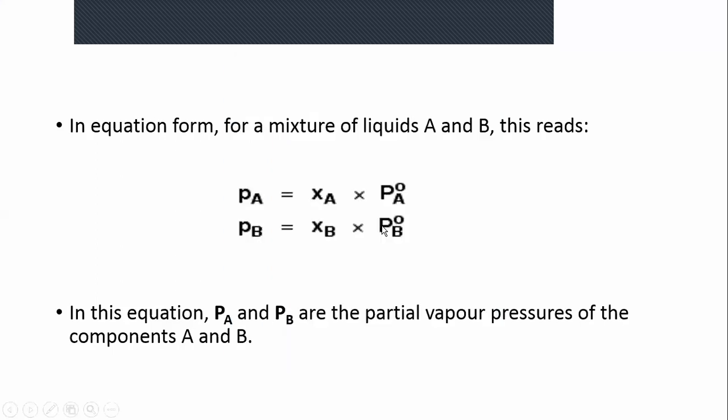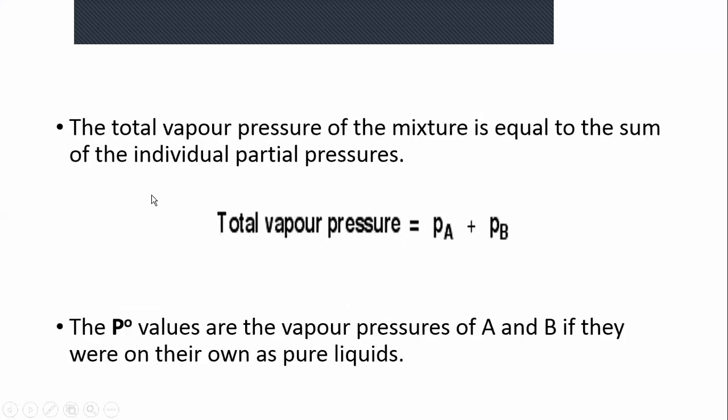So if I need to calculate the total pressure of the mixture, it is going to be PA plus PB. That is the vapor pressure of component A in the mixture plus the partial vapor pressure of component B in the mixture. So the total vapor pressure of the mixture is equal to the sum of the individual partial pressures. Remember that P-naught values are the vapor pressures of A and B when they are in their pure state. That is, if they were on their own as pure liquids.